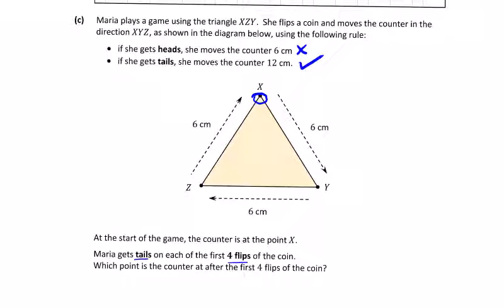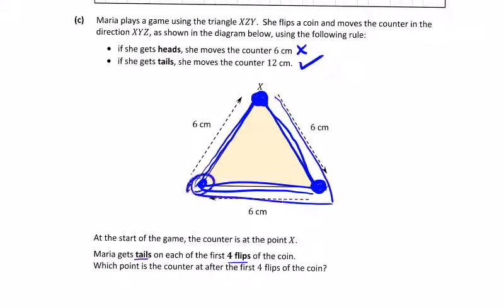12 centimeters each time. So she's going 1, 2 for the first flip. 1, 2, Y is at the second flip. 1, 2, X is at the third flip. So 1, 2, Z, and you can manipulate the diagram in the exam. Z will be where she will be.